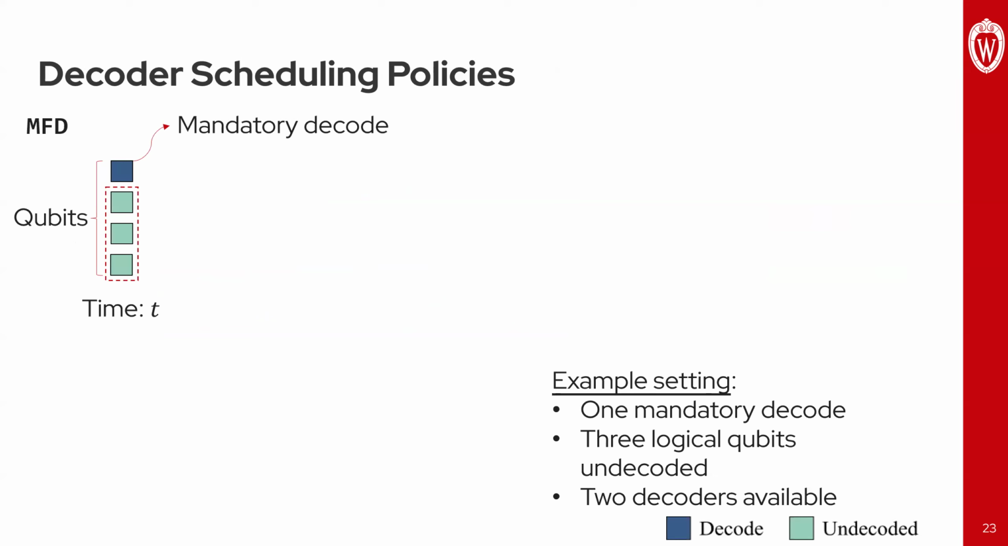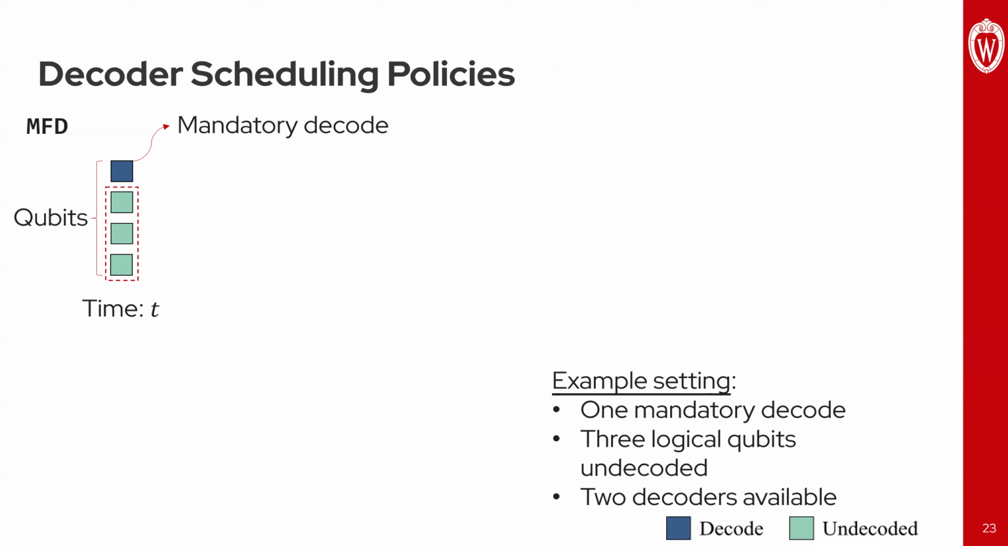So I'll quickly walk you through some decoding scheduling policies that you could use. The first is MFD, which stands for most frequently decoded. The example setting is a very small toy example that I'm working with. We have three logical qubits that are undecoded, and we have a logical qubit that needs to be decoded, the one in the color blue. And we only have two decoders available. So how do we schedule decoding among all these three logical qubits when we only have two decoders remaining?